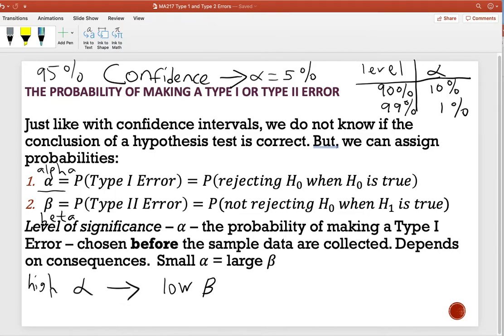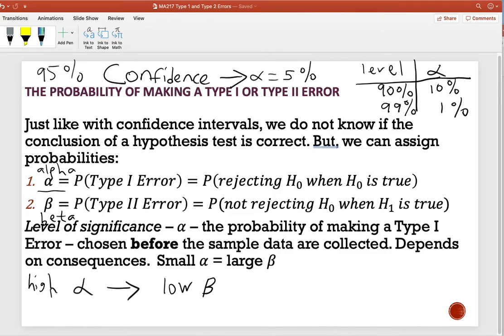That's because we have this indirect relationship between this Type 1 error and the Type 2 error. Okay? So the probability of a Type 2 error is the probability of not rejecting the null hypothesis when the alternative is true. And that's referred to as beta.